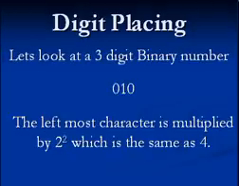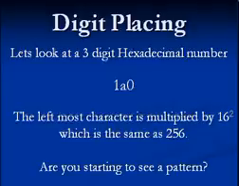When we look at a 3-digit binary number, 010, the leftmost character is multiplied by the base number, which is 2, to the power of 2, which is the same as 4. In hexadecimal, base 16, and as you can see there's a letter in this number, the leftmost character is multiplied by the base number, which is 16, to the power of 2 again, which is the same as 256. Are you starting to see the pattern? The base number is the number before the power by which that particular character is multiplied. I know this is confusing, hopefully we'll simplify it over the next few slides.